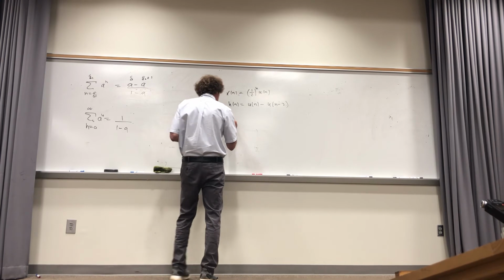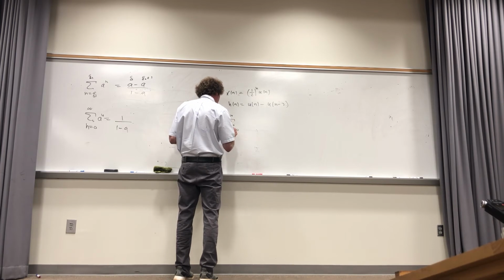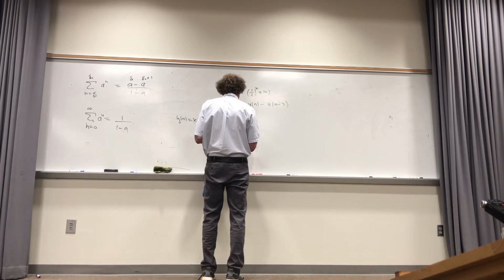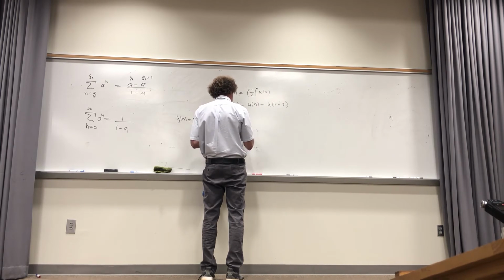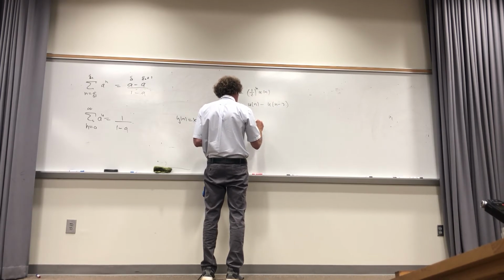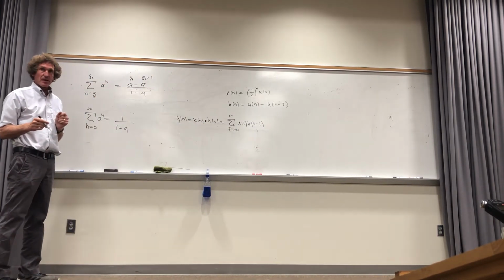And that's actually equal to the sum, here I equals 0 to infinity. I'm going to leave this one alone. I'm not going to flip and shift it. It would be x of I times h of n minus I. That would be the definition of convolution.